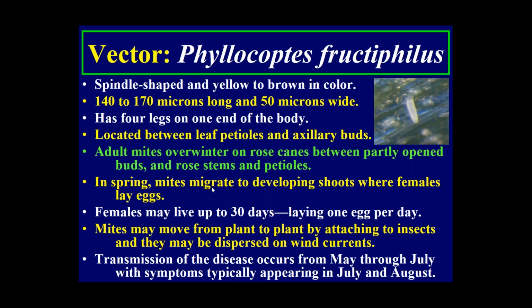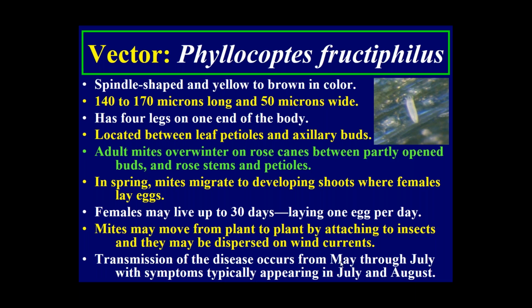In spring, the mites will migrate to developing shoots where females lay eggs. Females lay a single egg over 30 days. That's about their lifespan for the females. The mites can move around from plant to plant when the leaves are touching. They can attach to insects, and because of their small size, they can be dispersed by wind currents.